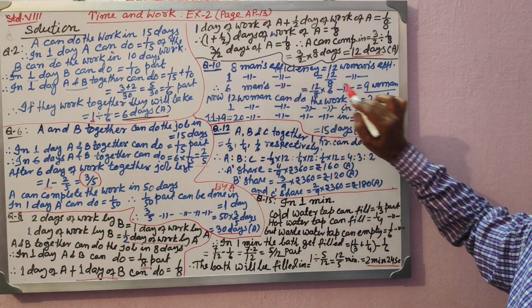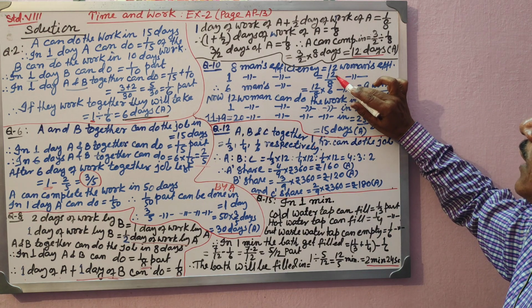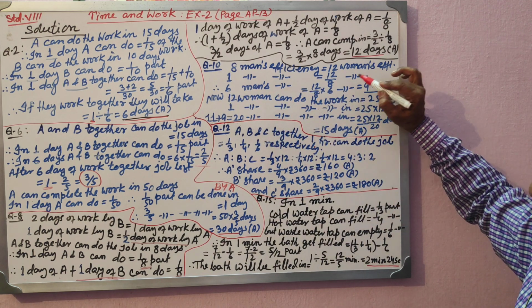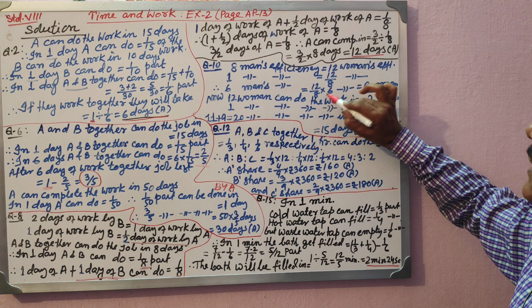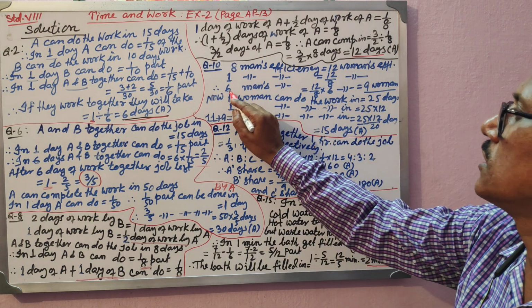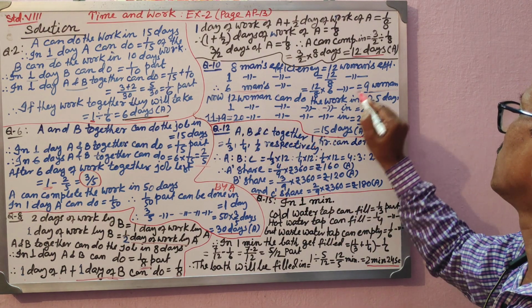1 man's efficiency will definitely be lesser than the previous one: 12 by 8 women's efficiency. And 6 men's efficiency will definitely be more. So 12 by 8 into 6 becomes 9 women's efficiency. That means 6 men's efficiency is equal to 9 women's efficiency.